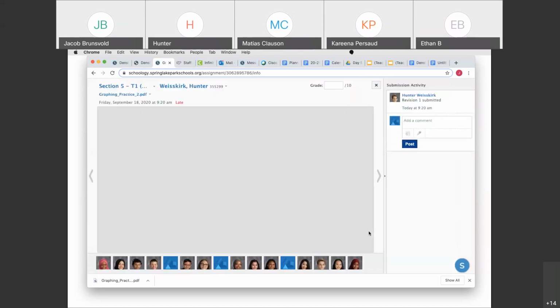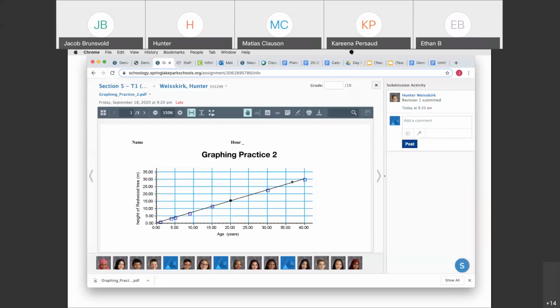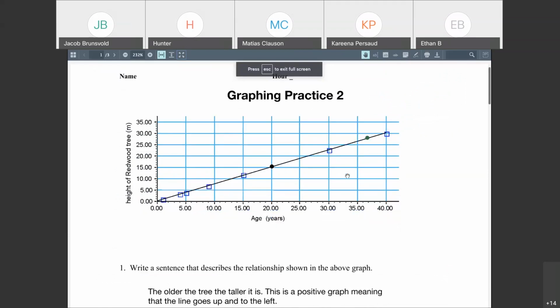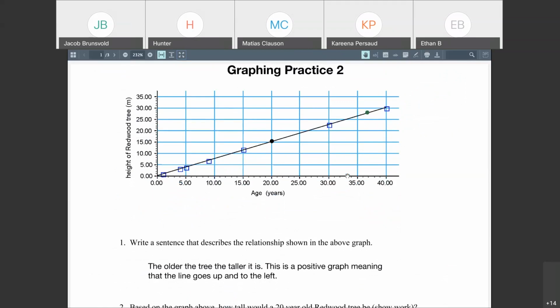I like it when people volunteer because I don't want to force anyone to show theirs if they don't want to. But just remember, this is meant to be a positive thing. It's how can we help you? How can we give you feedback on what you're doing well? Okay, so let's start with number 1. Write a sentence that describes the relationship shown in the above graph.